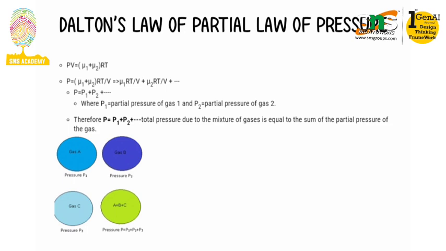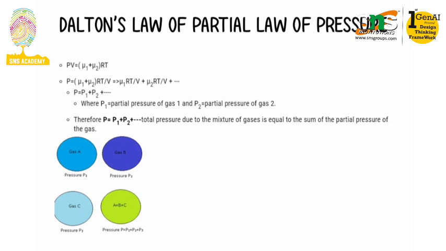So it will be like mu 1 RT by V plus mu 2 RT by V. Just multiply RT by V inside the bracket, so that the total pressure is equal to the sum of the partial pressures. So the total pressure due to the mixture of gases is equal to the sum of the partial pressures. You can see the figure also. The pressure of gas A is P1, the pressure of gas B is P2, and the pressure of gas C is P3, and the total pressure of A plus B plus C will be equal to P1 plus P2 plus P3.